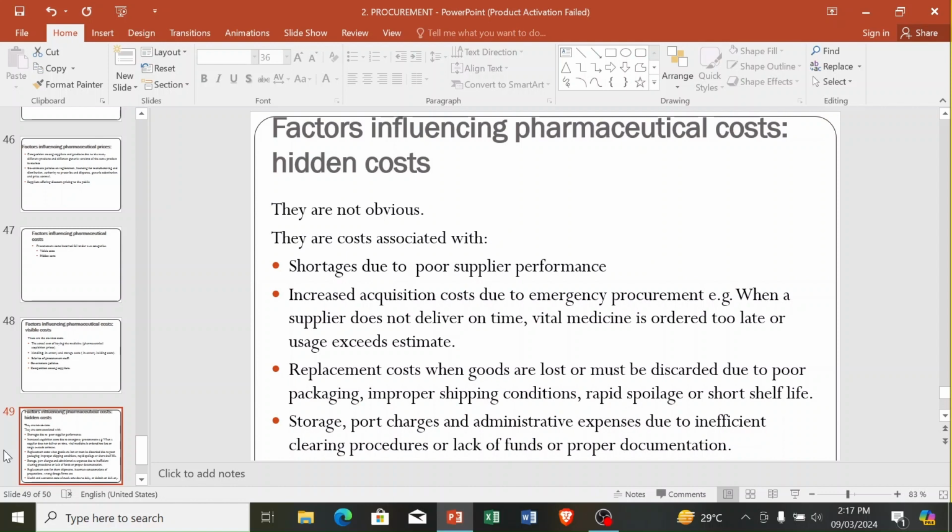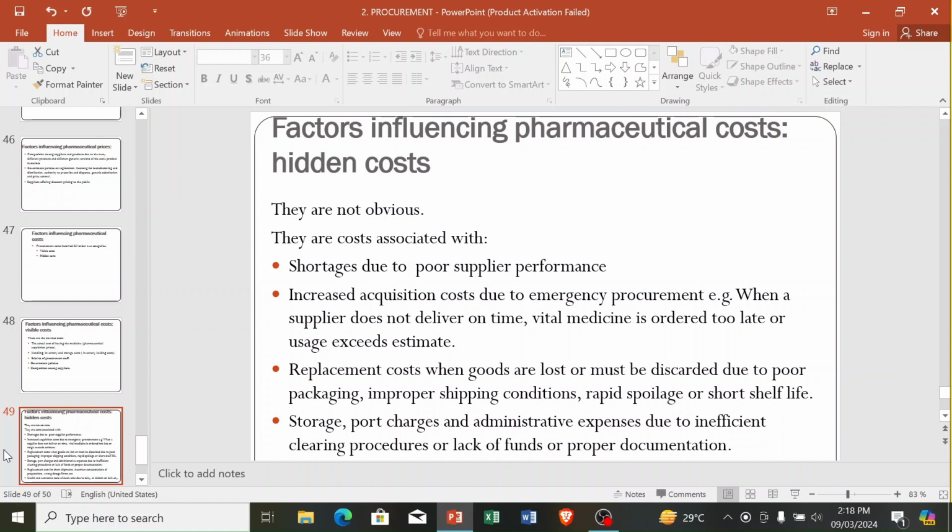Increased acquisition costs due to emergency procurement. When we look at emergency procurement, we saw that we buy direct, and with direct procurement, the prices are always high. So we don't get discounts because we may be buying few. We don't get any other privileges because since it is an emergency, we can't do without it. We need it. So increased acquisition costs can come up, and then replacement costs when goods are lost or must be discarded due to poor packaging.